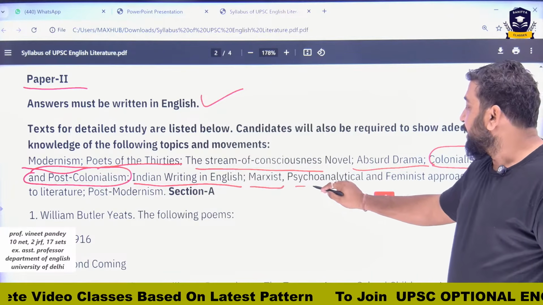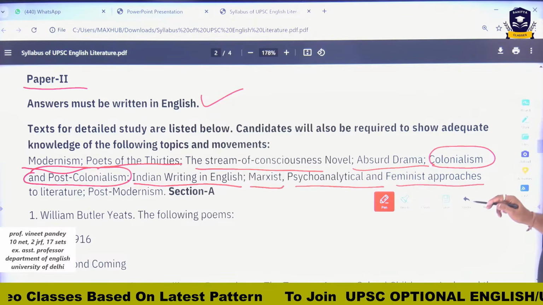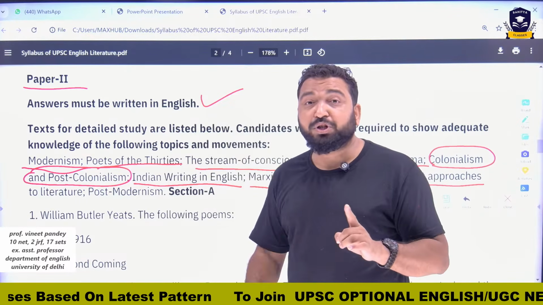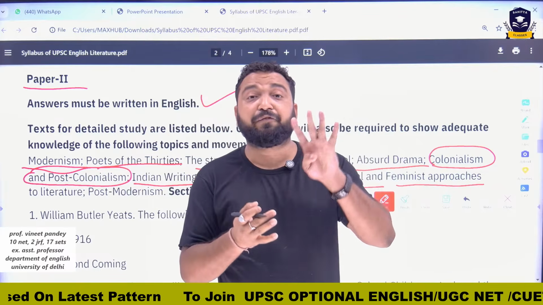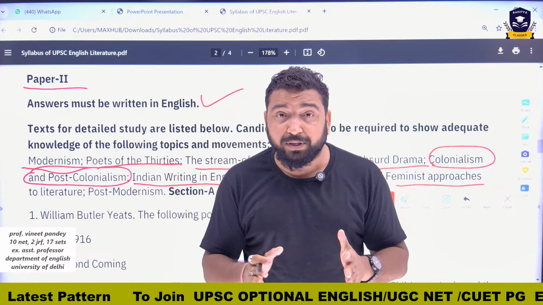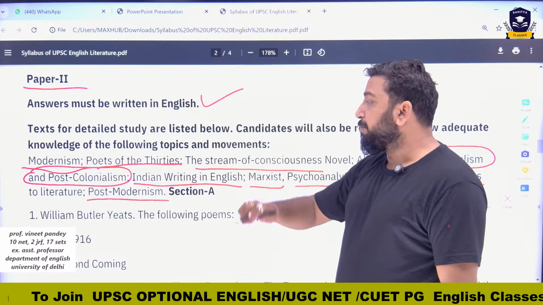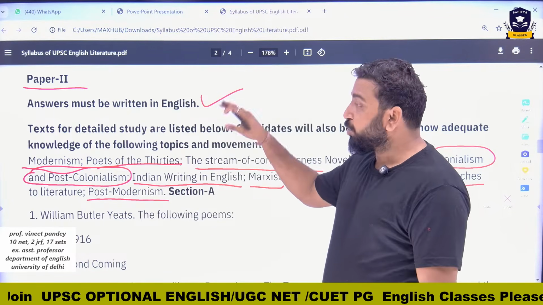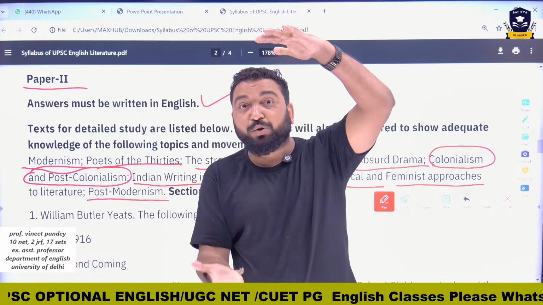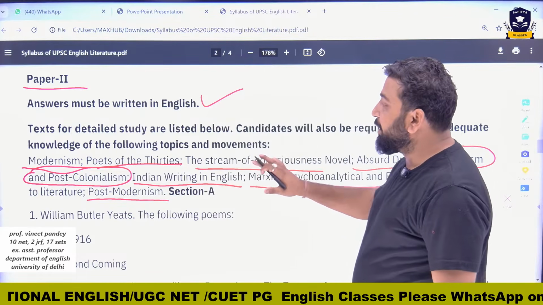Then Marxism, psychoanalytic theory, feminist approach. When I teach you the feminist approach, first wave, second wave, third wave, fourth wave, I'll teach you the latest feminist terms, modern day studies. Then postmodernism. They are showing you a small syllabus, but they are asking you much more. But we will cover it in detail.